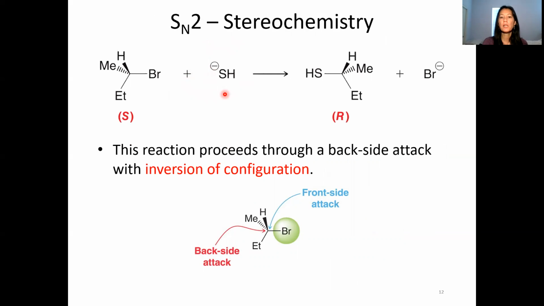Overall, stereochemistry occurs with inversion. So your nucleophile, which is SH minus here, is going to attack from the back side and kick out bromide. That occurs with inversion. Think of an umbrella flipping inside out. So for example, here we had S, here we have R. And the reason it occurs with inversion is because of this backside attack. You will attack from this side, you get your umbrella inversion, and then the bromide kicks out.